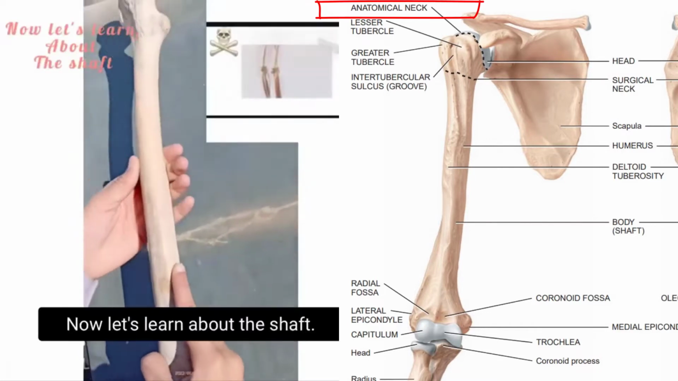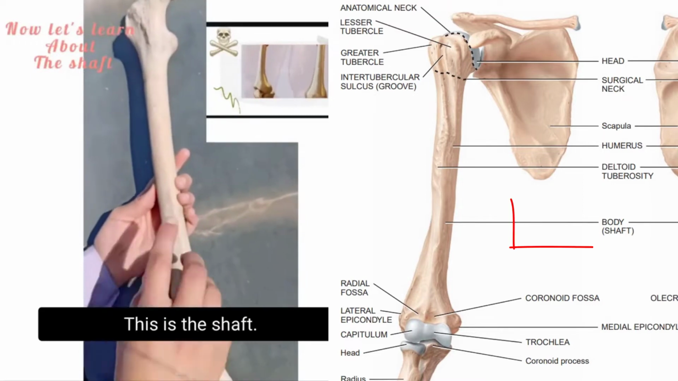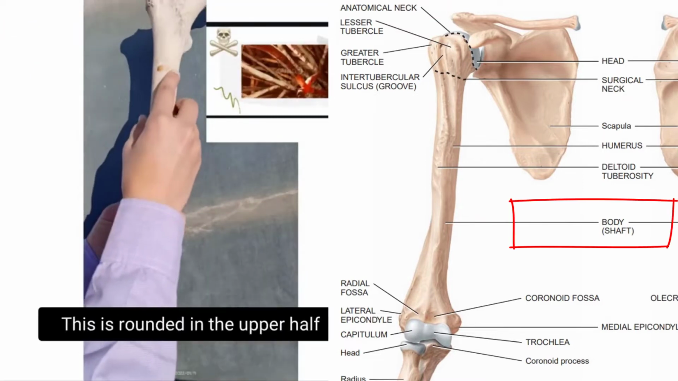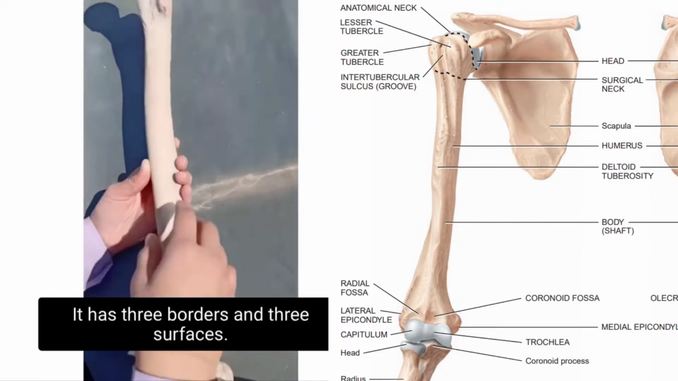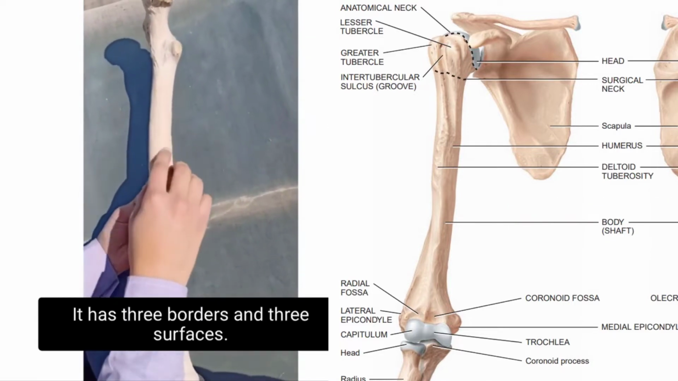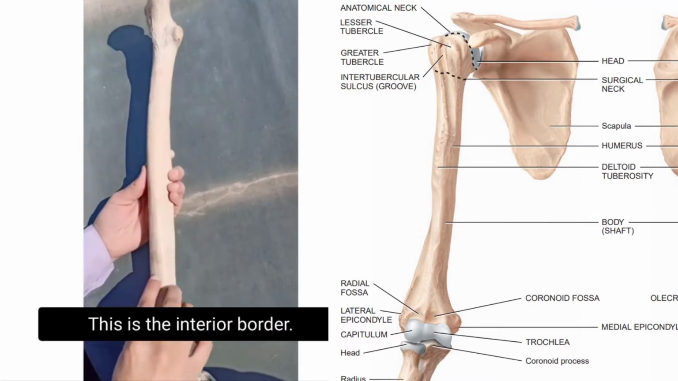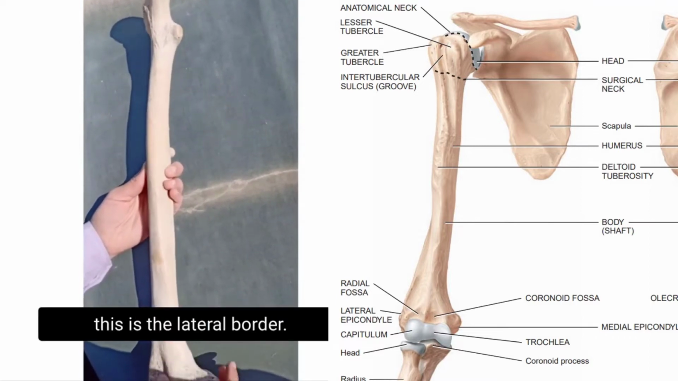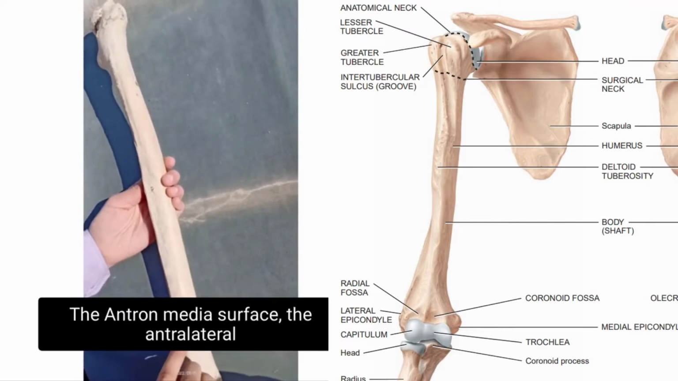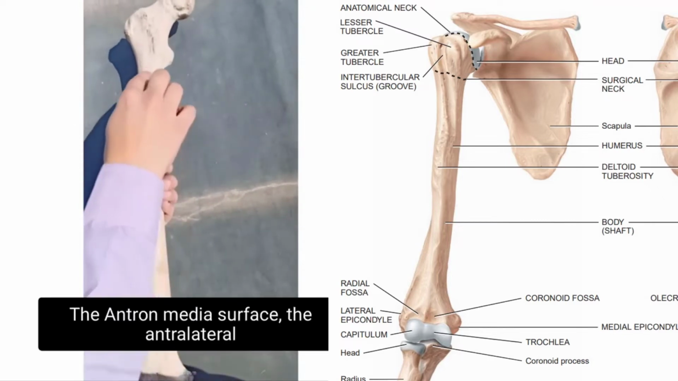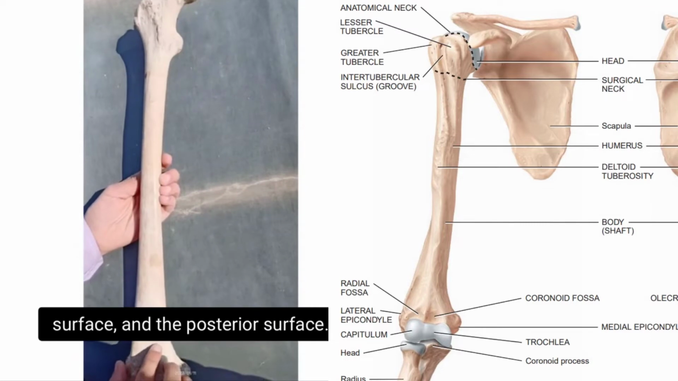Now let's learn about the shaft. This is the shaft. It is rounded in the upper half and triangular in the lower half. It has 3 borders and 3 surfaces. This is the anterior border, this is the medial border and this is the lateral border. There are 3 surfaces: the anteromedial surface, the anterolateral surface and the posterior surface.